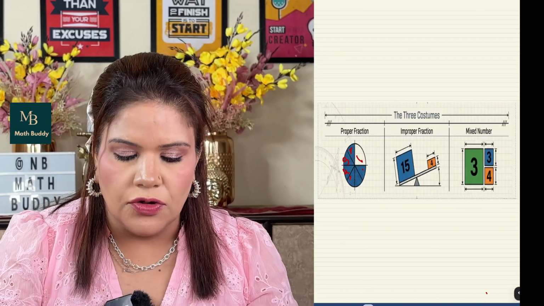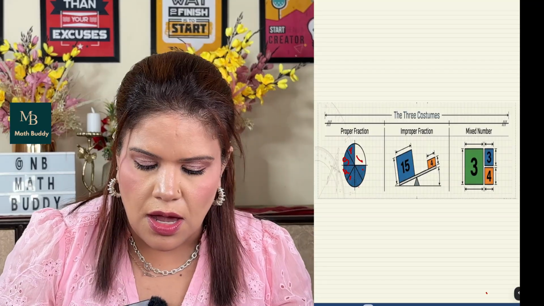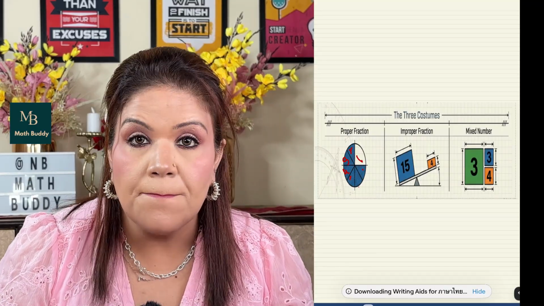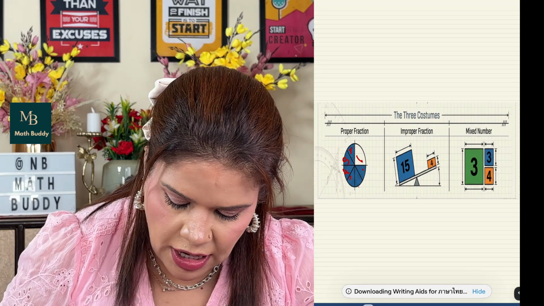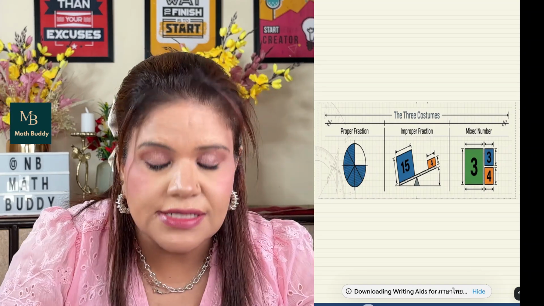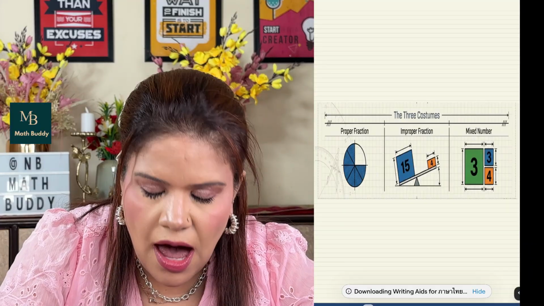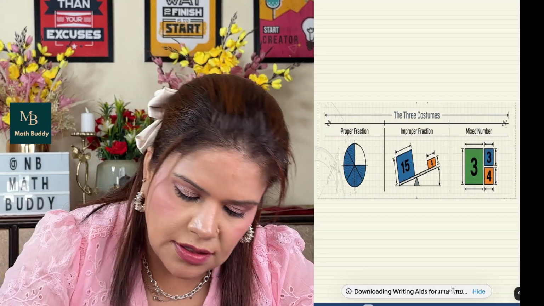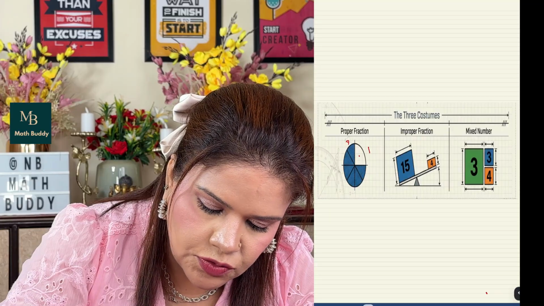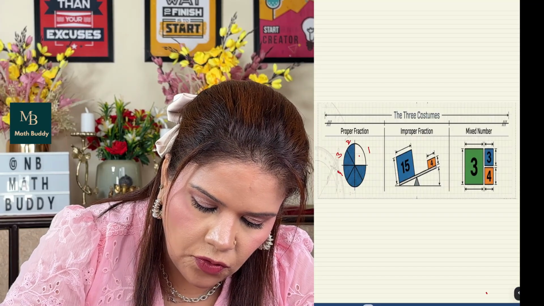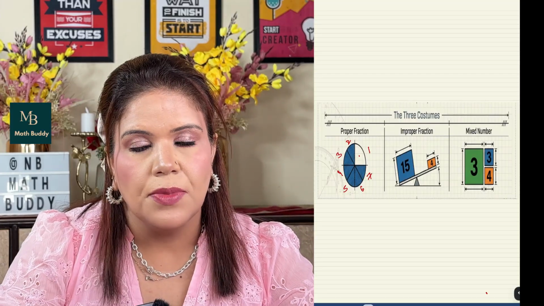Fractions have 3 costumes: proper fraction, improper fraction, mixed number. Now what is a proper fraction? I will explain to you. You can see a circle. How many parts do I have in the circle? If I write it down, there are 1, 2, 3, 4, 5, 6, 7 parts.